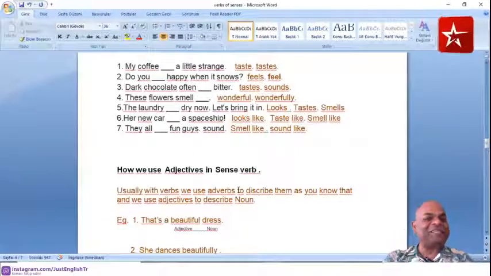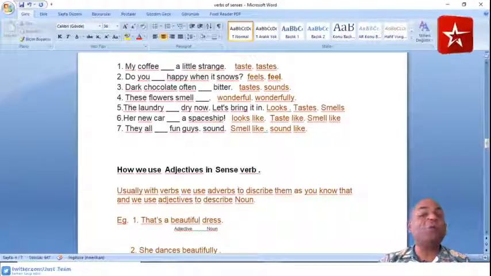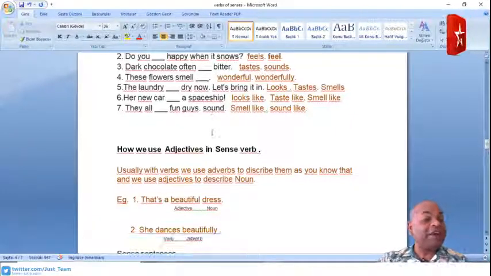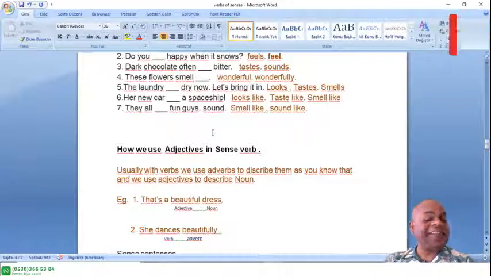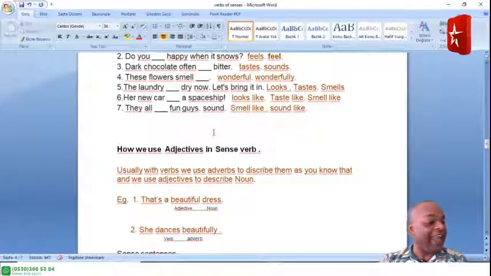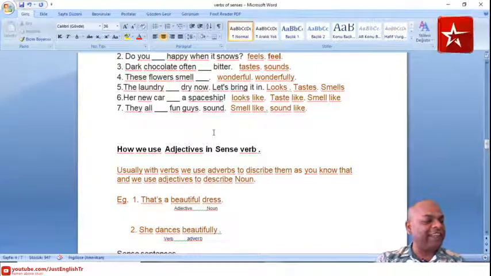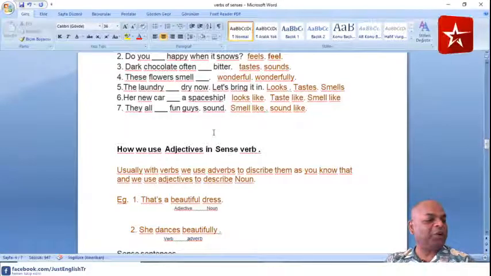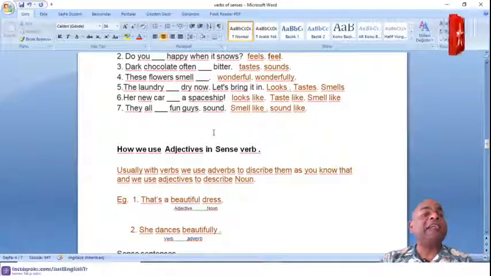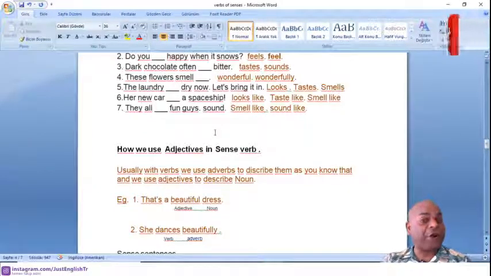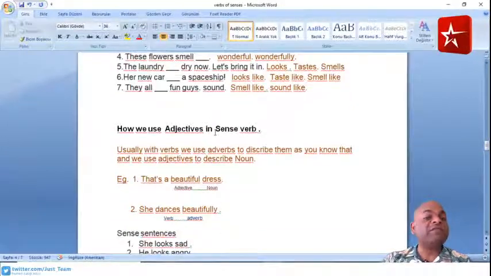These flowers smell dash. Wonderful or wonderfully. What's your answer, number 4? Great, well done. I'm getting the answers. We got Pilling here. Hey, how are you? Welcome to the class. We got Can again, says Zainab with wonderful. We got a lot of answers. Great. And the answer is, these flowers smell wonderful. That's a right answer.